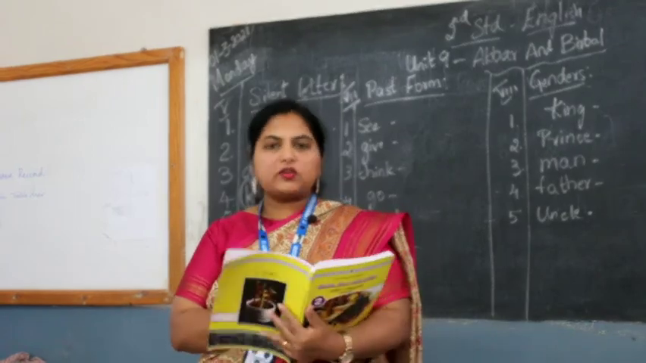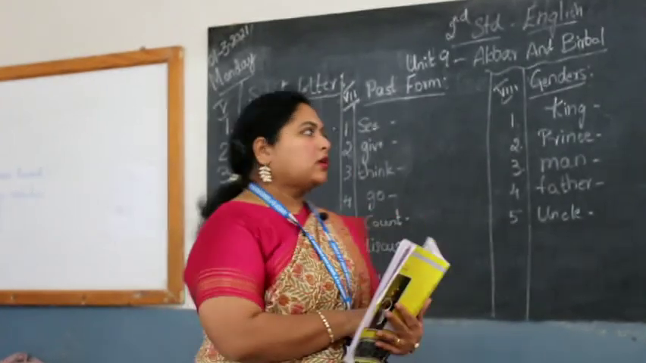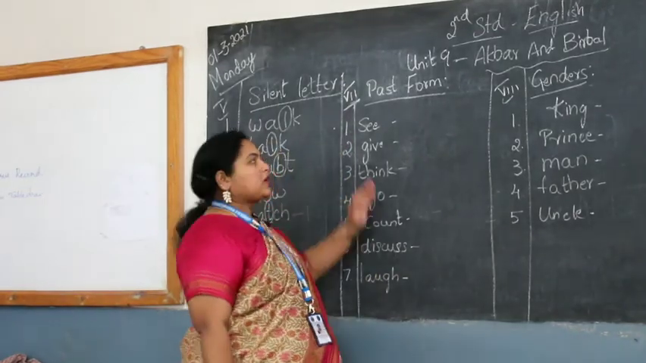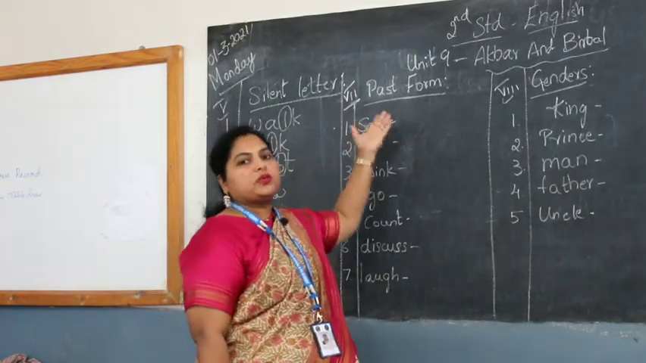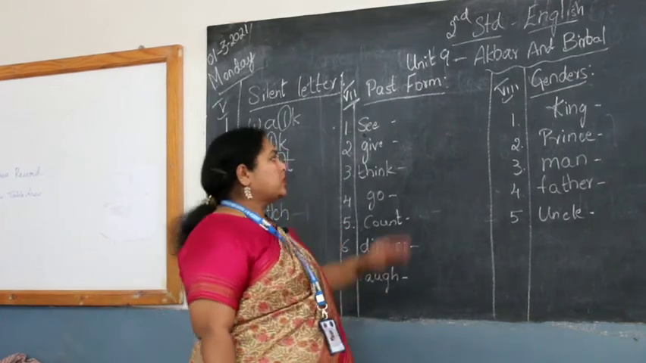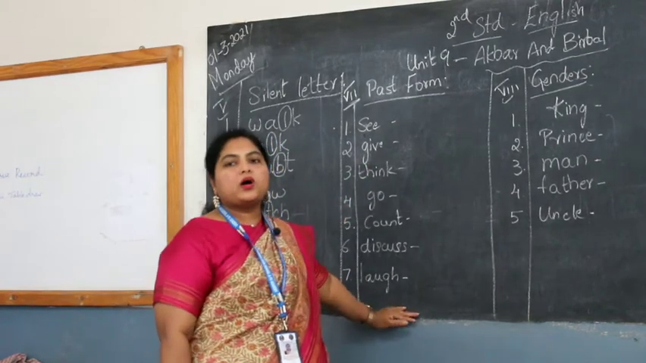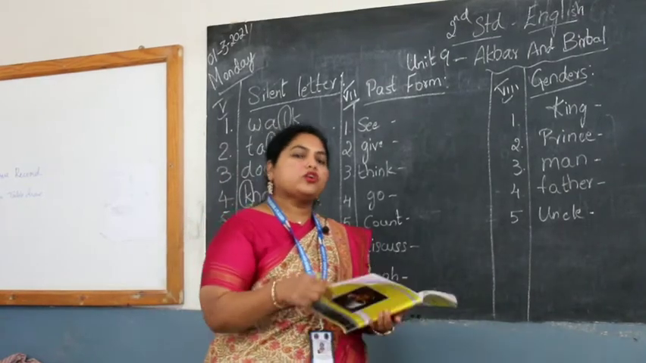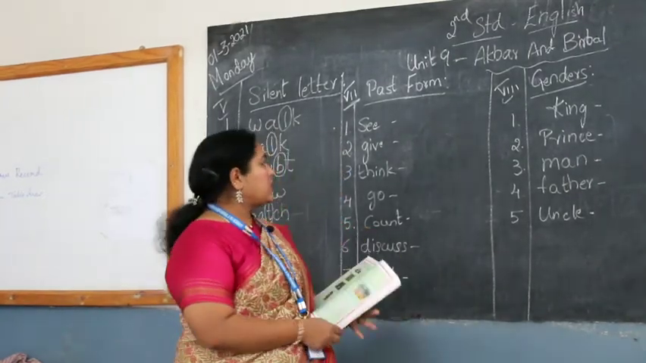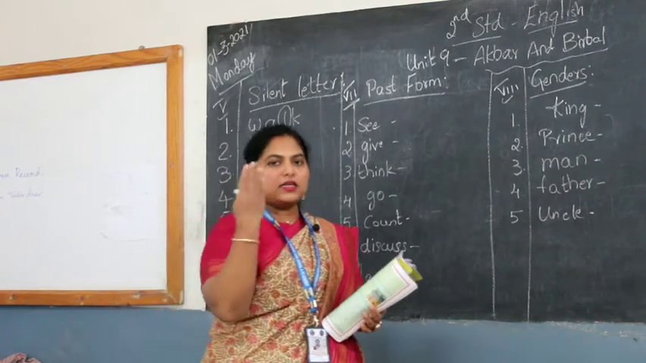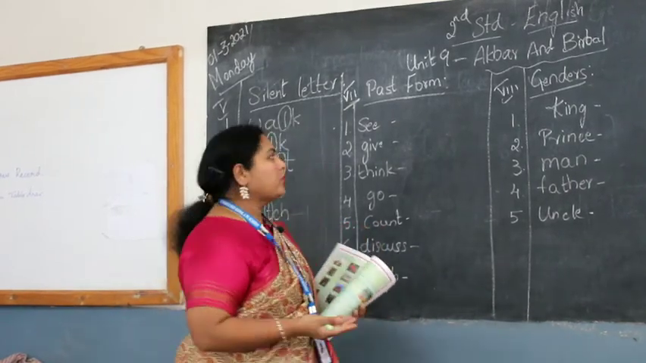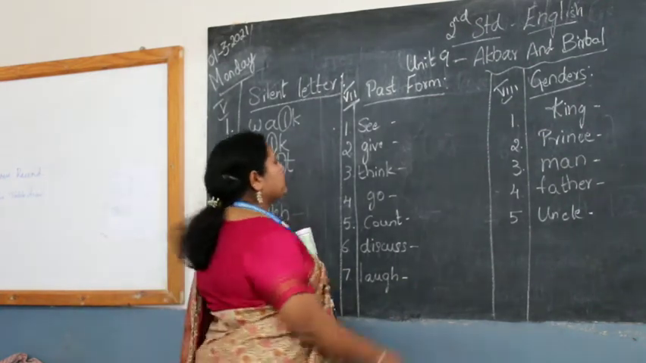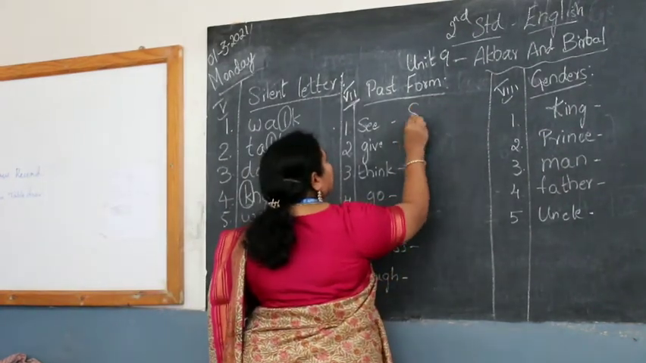So here they have only asked about the past tense. They have given us a few words in the textbook. They have asked us to give the past form of each word. All these are verbs. Verbs means action words, the words which describe what you are doing. Okay, the first word is see. See is to look, so it's an action. So what will be the past tense form of see? Past form of see is saw.